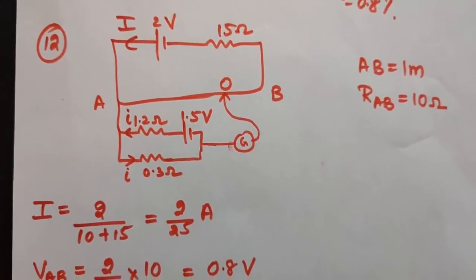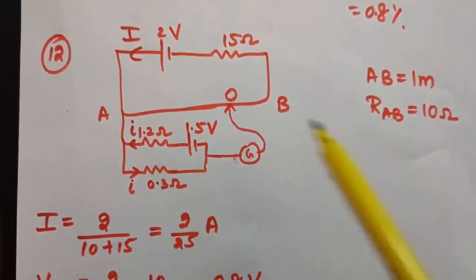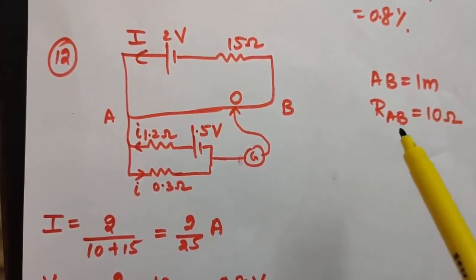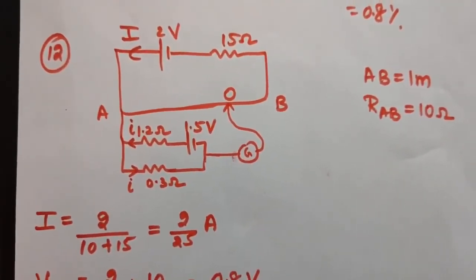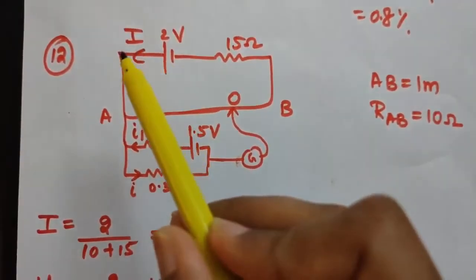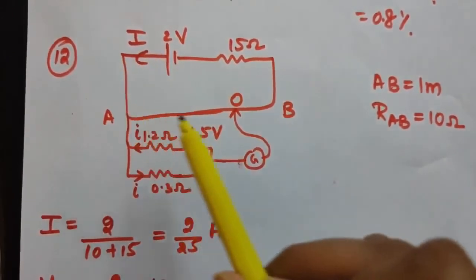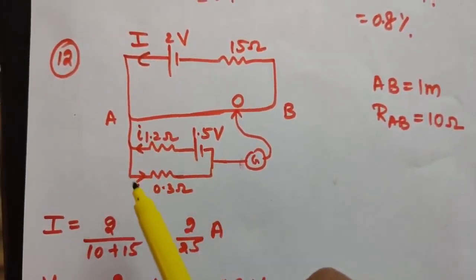Okay, so the next is question number 12. In that it is given that this is a circuit and AB is a wire of length 1 meter and its resistance is 10 ohm. Then you have to calculate potential gradient along wire and the balance length AO. So now let us suppose capital I current is flowing in the circuit due to the driver cell, and small i is flowing due to this experimental cell in this circuit.